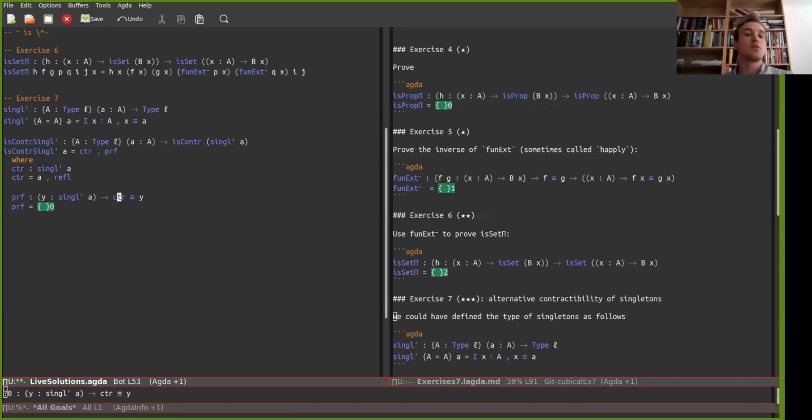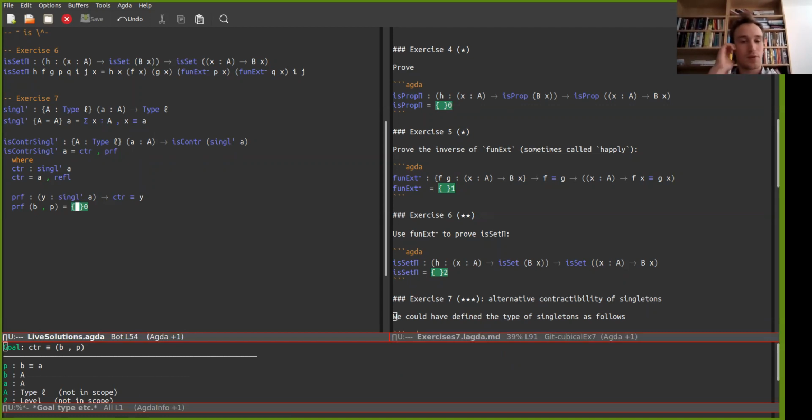Okay. So we give it a y, where y will be a pair, so we can pattern match on it. First and second, maybe not too informative. Let's call it b and p. So we have to give it a proof that, we have to prove this thing.